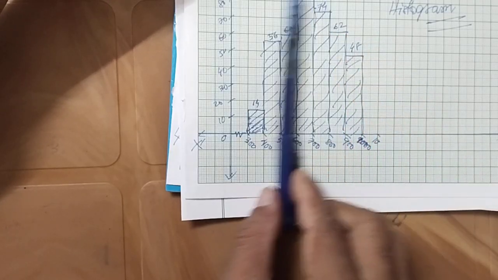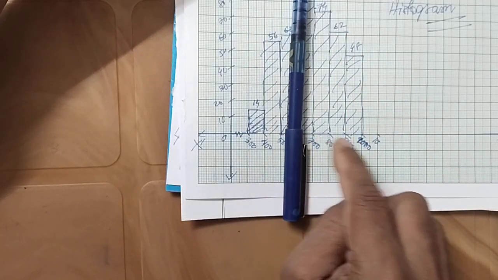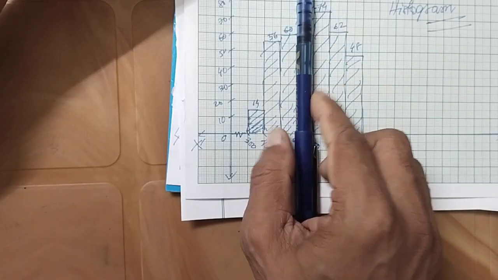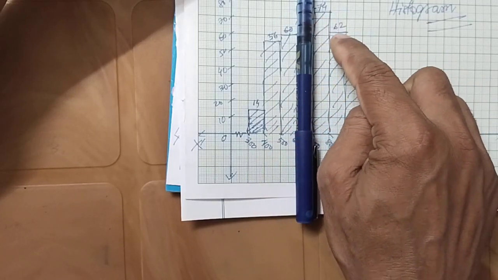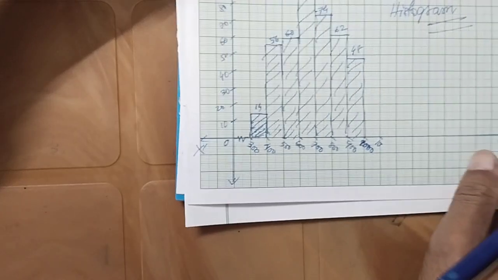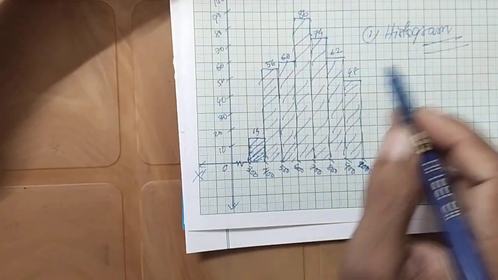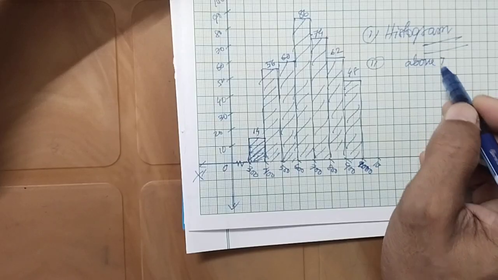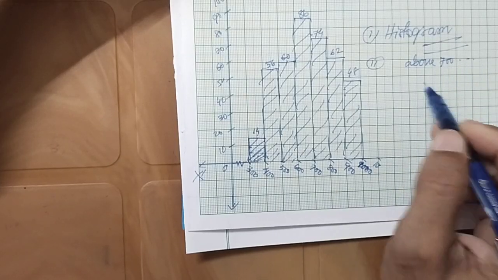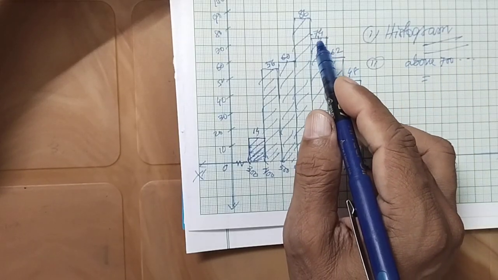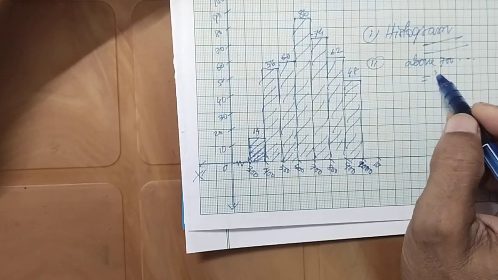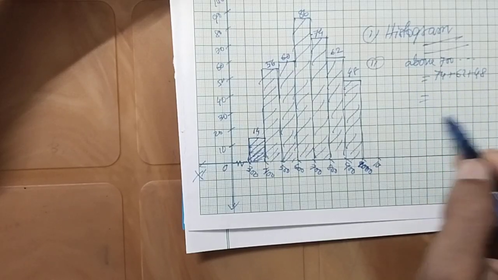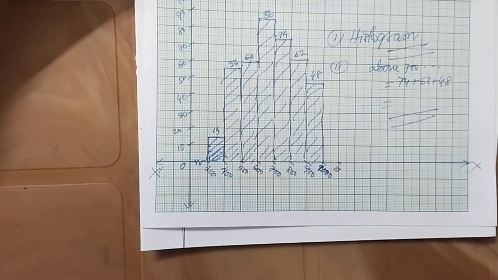You can see here, up to this much is 700. Starting from 700 here, 7 to 8, 8 to 9, 9 to 1000. So above 700, what are the values you see? 74, 62 and 48. First solution is the histogram. Second solution is above 700: 74 plus 62 plus 48. You can add them and get the answer.